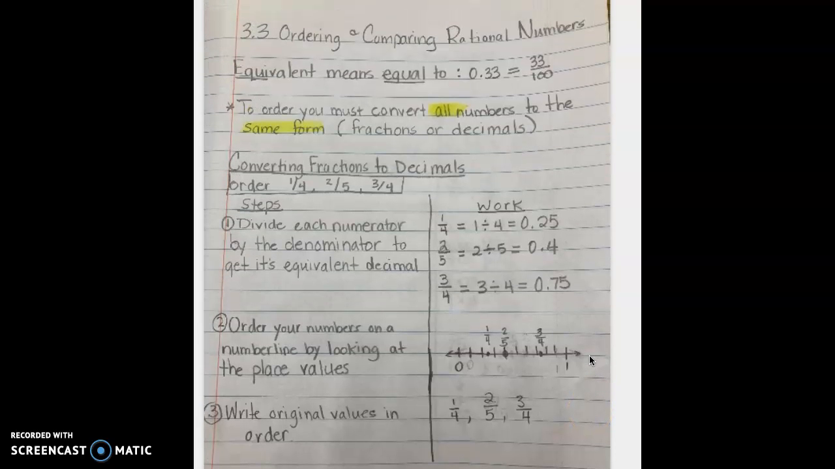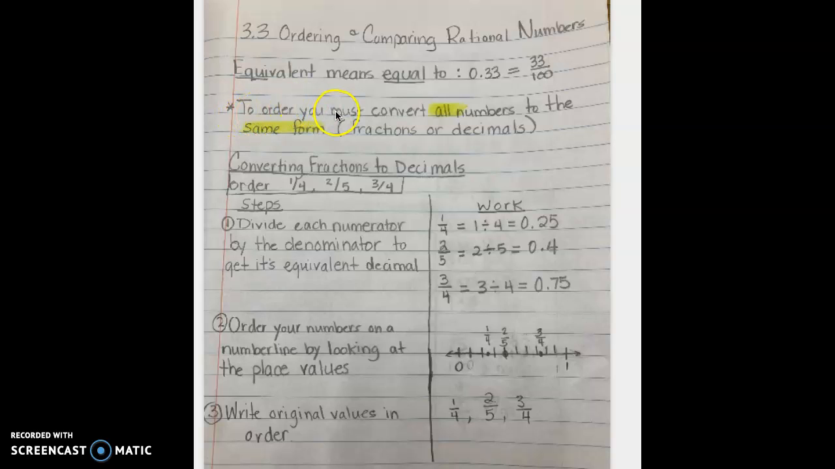Hi guys, we're going to be going over the notes for 3.3 for ordering and comparing rational numbers. So you should already know that rational numbers are fractions and decimals that can be written in the A over B form. So let's start with the word equivalent. Equivalent means equal to. Notice that we can have decimals and equivalent fractions that represent the same value. So 0.33 has the same value as 33 over 100.